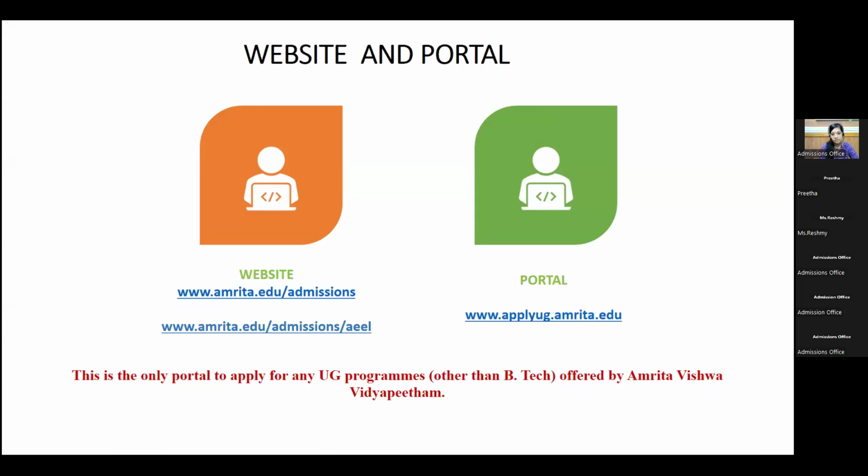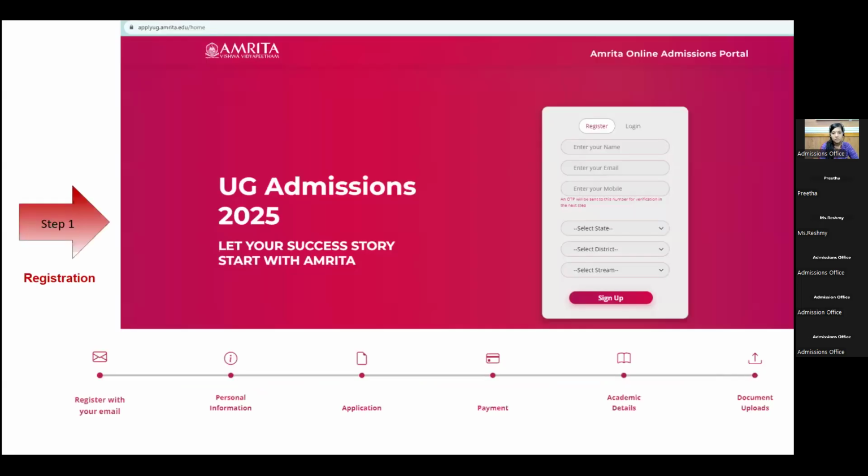And for registering for the course also, either you can register through our website, amrita.edu/admissions, or directly enter the portal URL, that is applyug.amrita.edu. So this is basically the web page when you enter the URL.